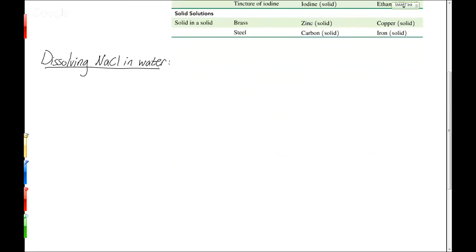So we start with our sodium chloride. Sodium chloride in the solid phase, or solid state. And that just looks like a bunch of little balls all packed together, sodium ions and chloride ions kind of packed together as tightly as possible. We'll draw our sodium as blue and our chloride as red. Chloride ions are bigger than sodium ions.